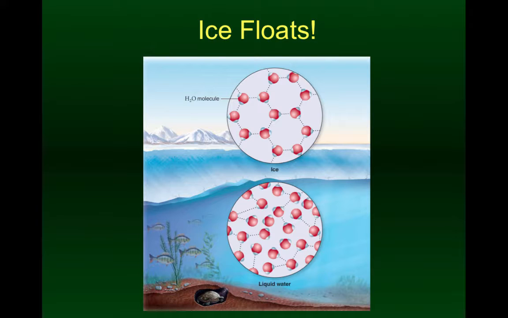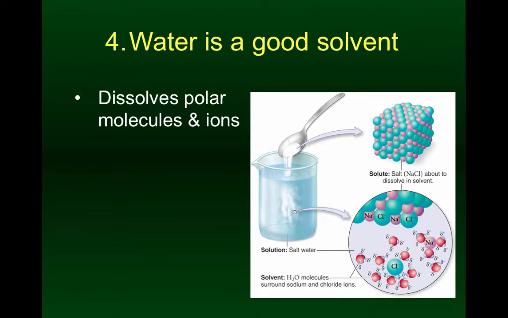If ice formed on the bottom of a body of water, ice would form in layers from the bottom up, and eventually what we'd end up with is one solid block of ice with animals frozen in the middle of it, and they would basically all die. Water is also a pretty decent solvent.